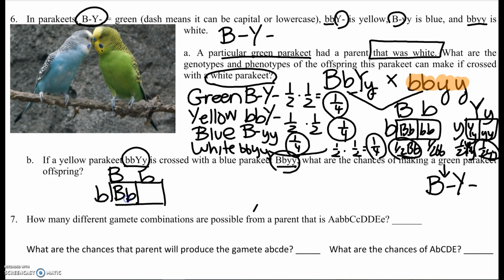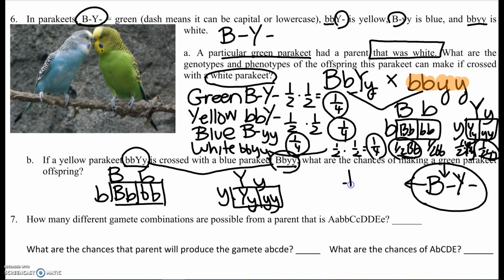All right, so I'm going to cross my B's first and then cross my Y's. What are the chances of having a capital B in the offspring? 1/2 again. So we're looking for the chances of this code. So 1/2 chance, and the chances of a capital Y also 1/2. So yet again, this particular code is 1/4.